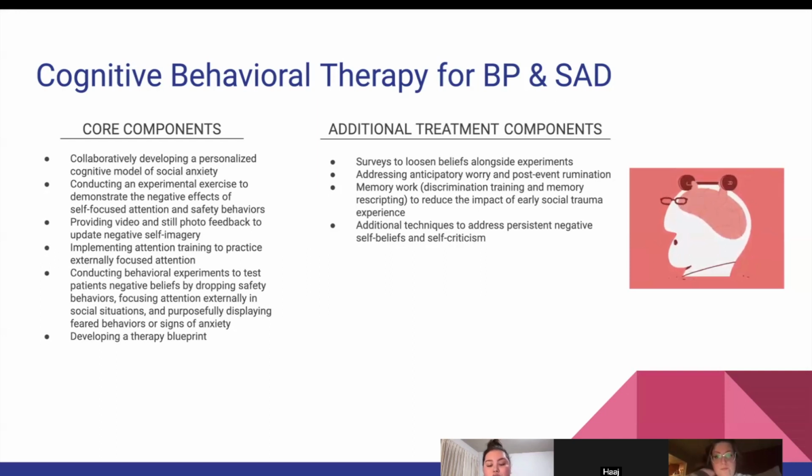Lastly, there are additional treatment components. The participants were given surveys to loosen their beliefs alongside the experiments. They addressed anticipatory worry and post event rumination. There was memory work, which is, they went over discrimination training and memory rescripting to reduce the impact of early social trauma experience. And there were also additional techniques to address persistent negative self beliefs and self criticism.